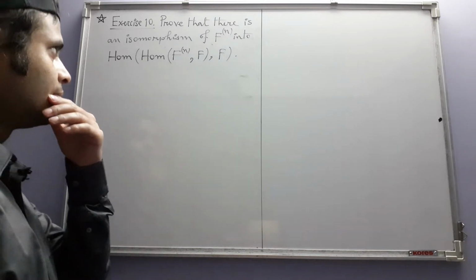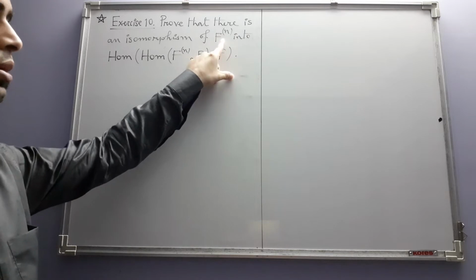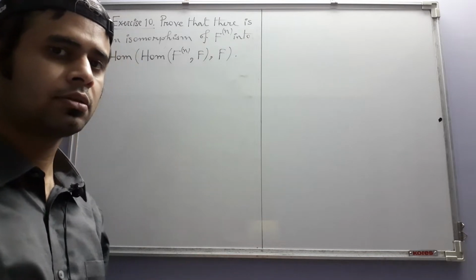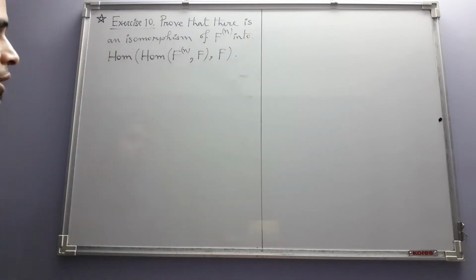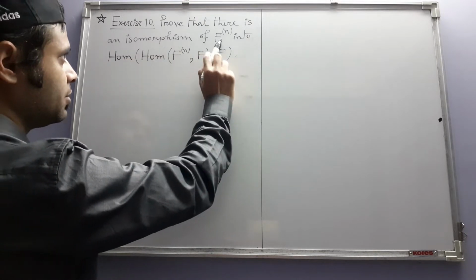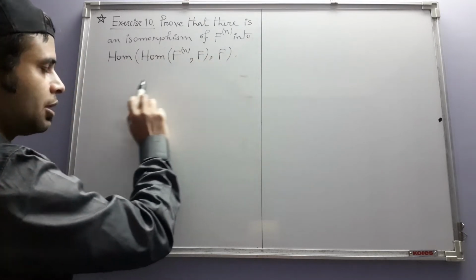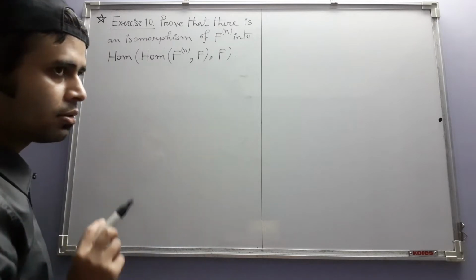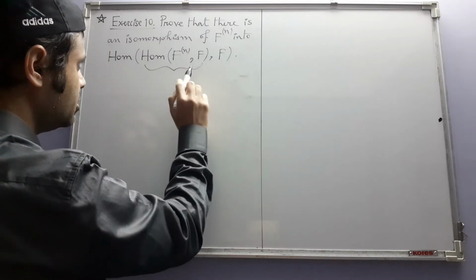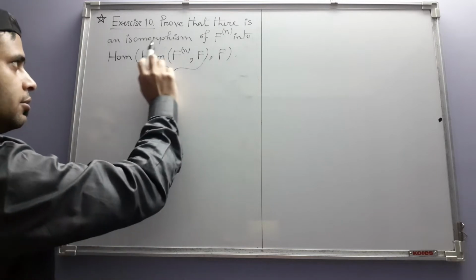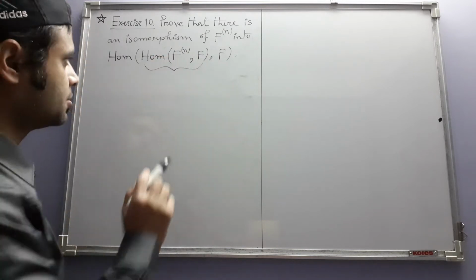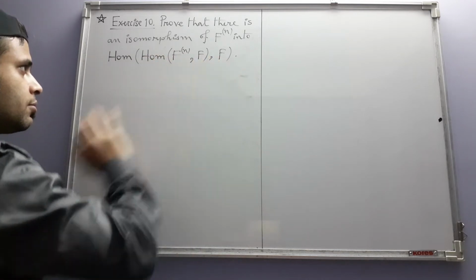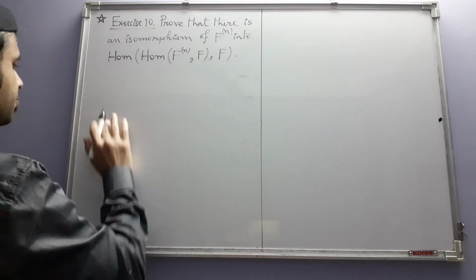Okay, now in this one, recall that Fn is the vector space of all n-tuples, or n-vectors, where the components are field elements. We have to prove that there is an isomorphism of Fn into this space. It looks somewhat complicated, but you can see what it is. It's the space of all homomorphisms from this space into F, and this itself is the space of all homomorphisms of Fn into F. So let us see how we can achieve this isomorphism.